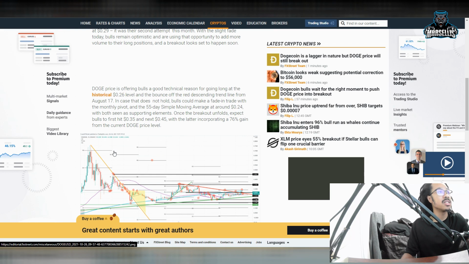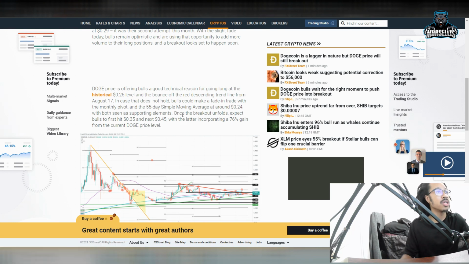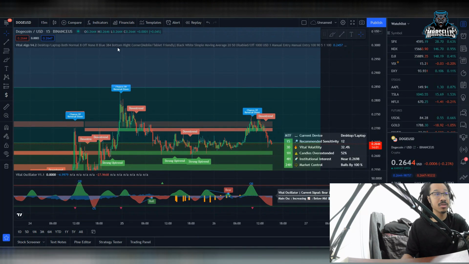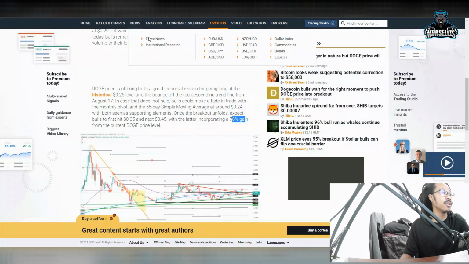In case that does not hold, bulls could take a fade and trade with the monthly pivot and the 55-day simple moving average at around 24 cents. With both seen as supporting elements, once the breakout unfolds, expect bulls to first hit 35 cents and then the next 45 cents. So they're saying we're going to be going up 76% inside of Doge. First we have to pass 35-cent resistance and then 45-cent resistance. And that is going to happen eventually here.